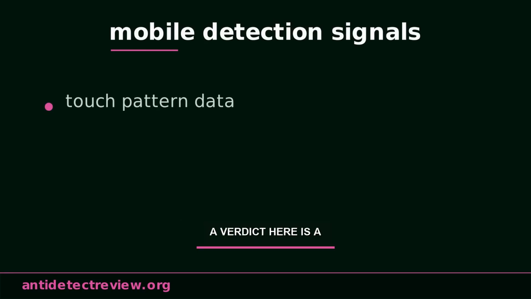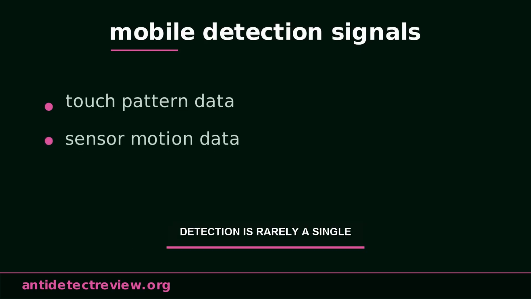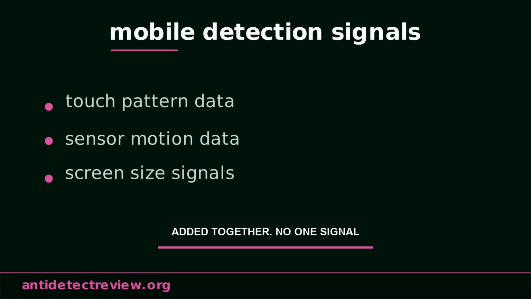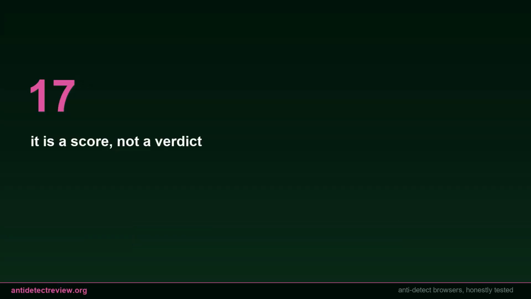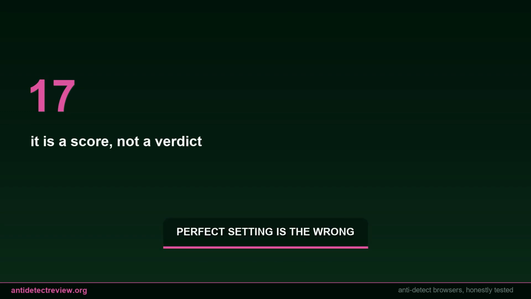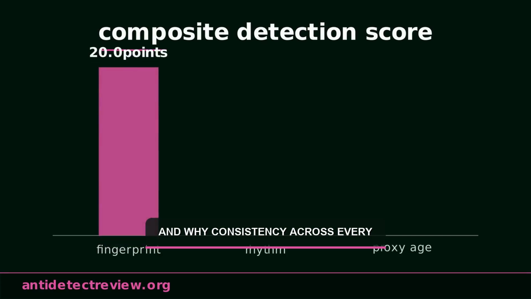It is a score, not a verdict. Here is a mental shift that clarifies everything. Detection is rarely a single yes or no gate. It is a continuous score built from many weak signals added together. No one signal usually decides your fate. The accumulation does. A slightly unusual fingerprint, a somewhat mechanical rhythm, a mildly aged proxy, non-fatal alone, can sum into a score that trips a challenge or a block. This is why chasing one perfect setting is the wrong model, and why consistency across every axis matters. You are lowering a total score, not flipping a single switch.